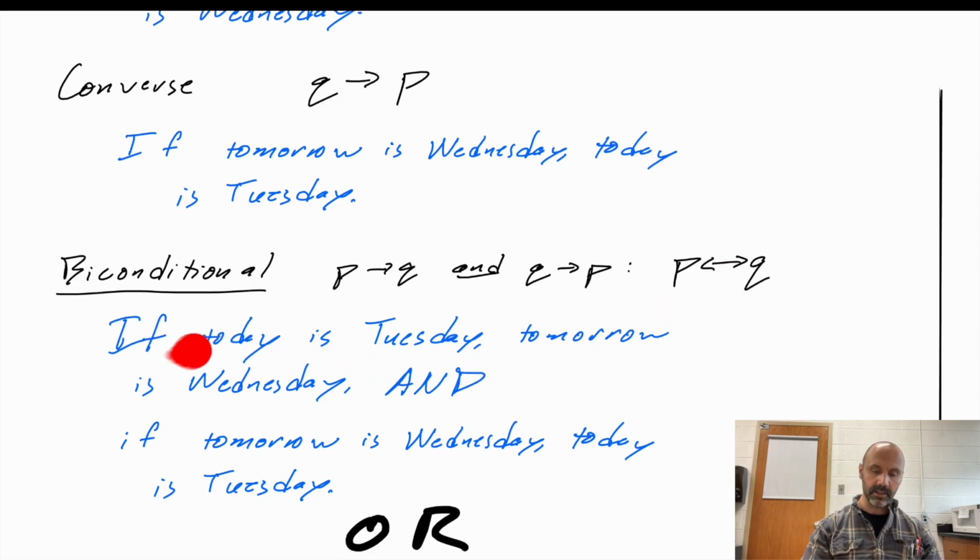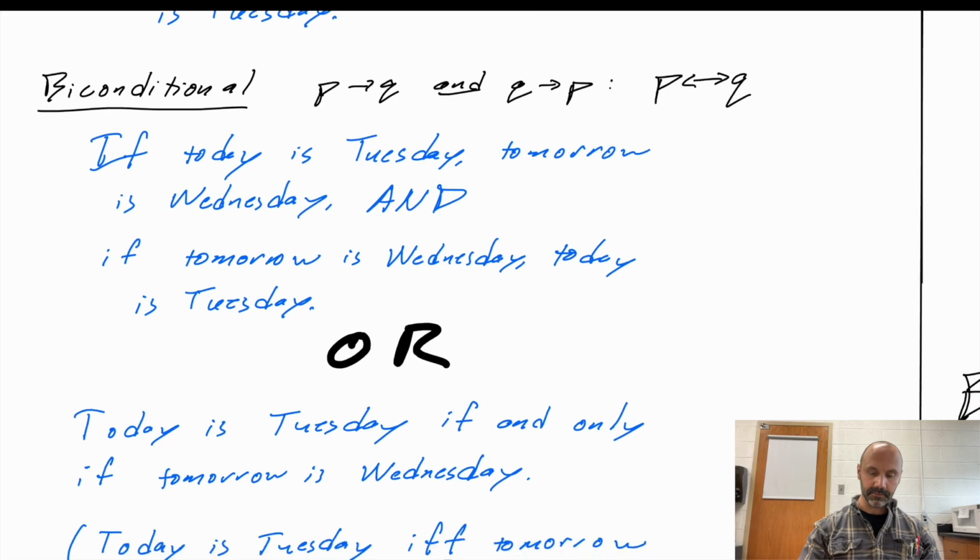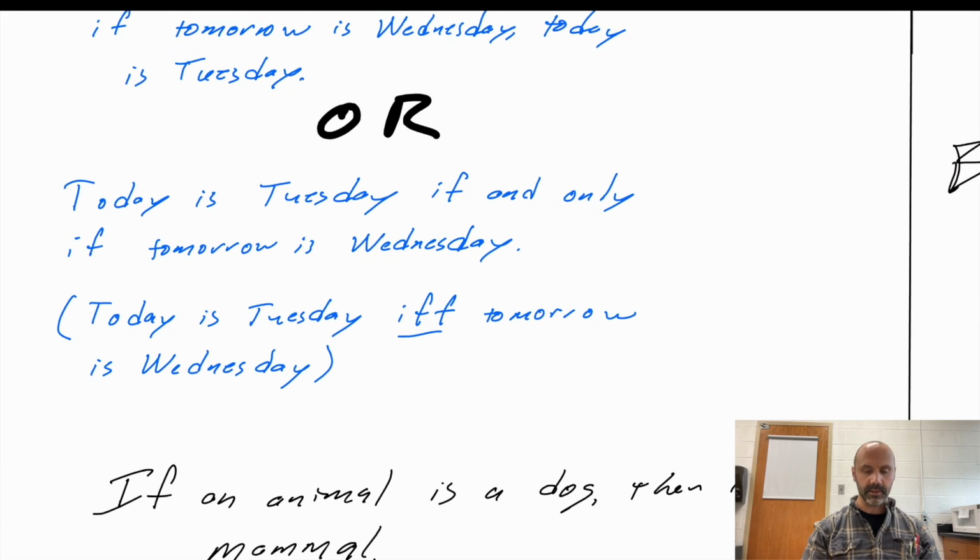So what we say is if today is Tuesday, tomorrow is Wednesday, and if tomorrow is Wednesday, today is Tuesday. Or today is Tuesday if and only if tomorrow is Wednesday. And this is the symbol, again, the double arrow for the biconditional. Another way of writing this is today is Tuesday IFF, if and only if, tomorrow is Wednesday.